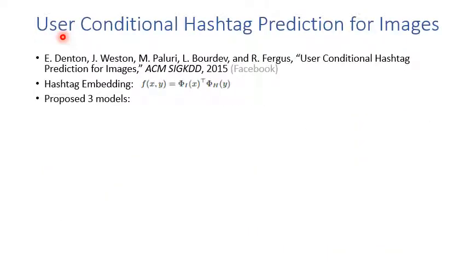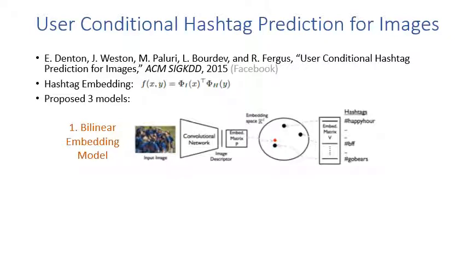Back to the image hashtag recommendation. The most important paper in this field is the paper published by Facebook. Not surprisingly, because Facebook owns Instagram, right? So the paper is called User Conditional Hashtag Prediction for Images, published in 2015. They proposed three models.